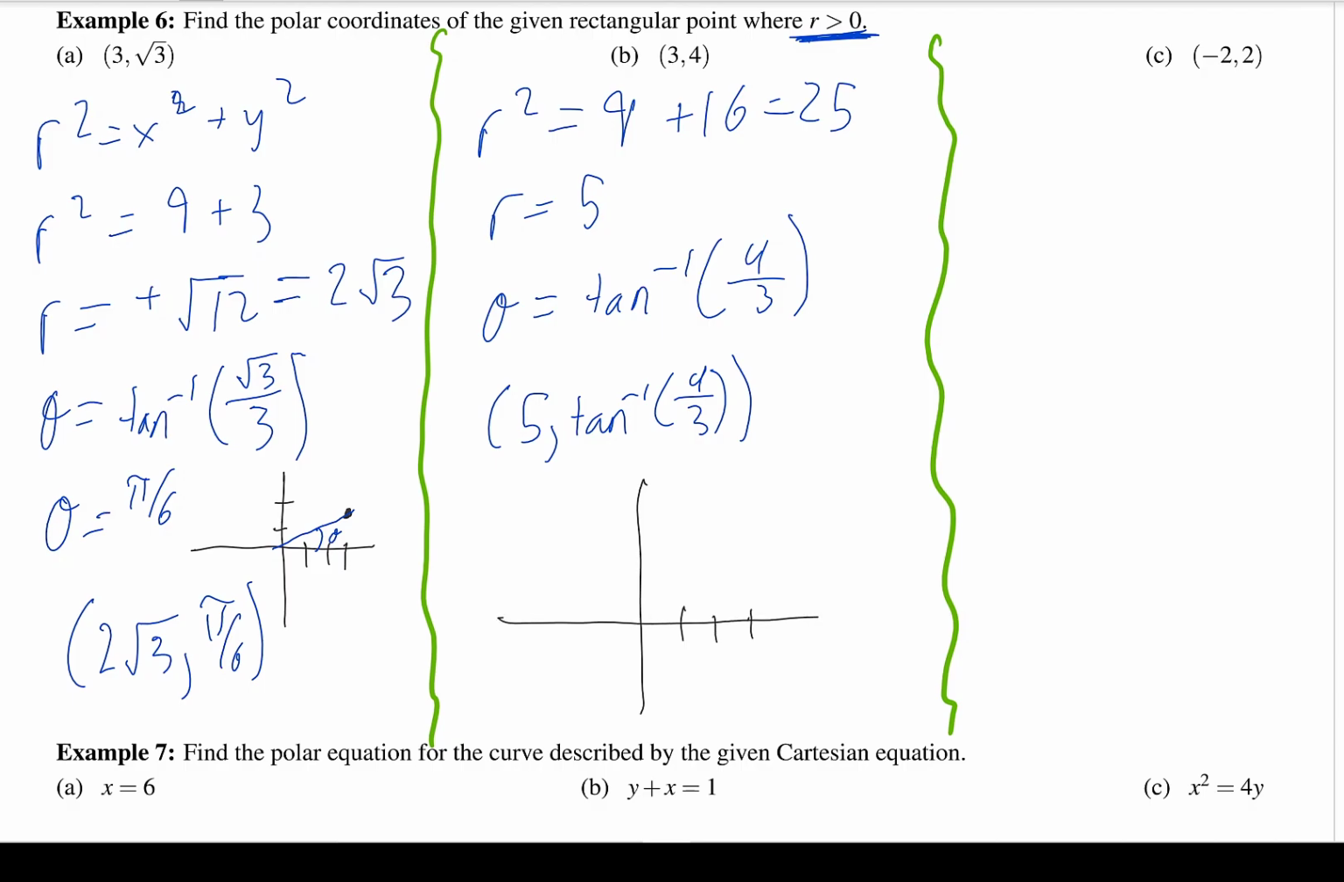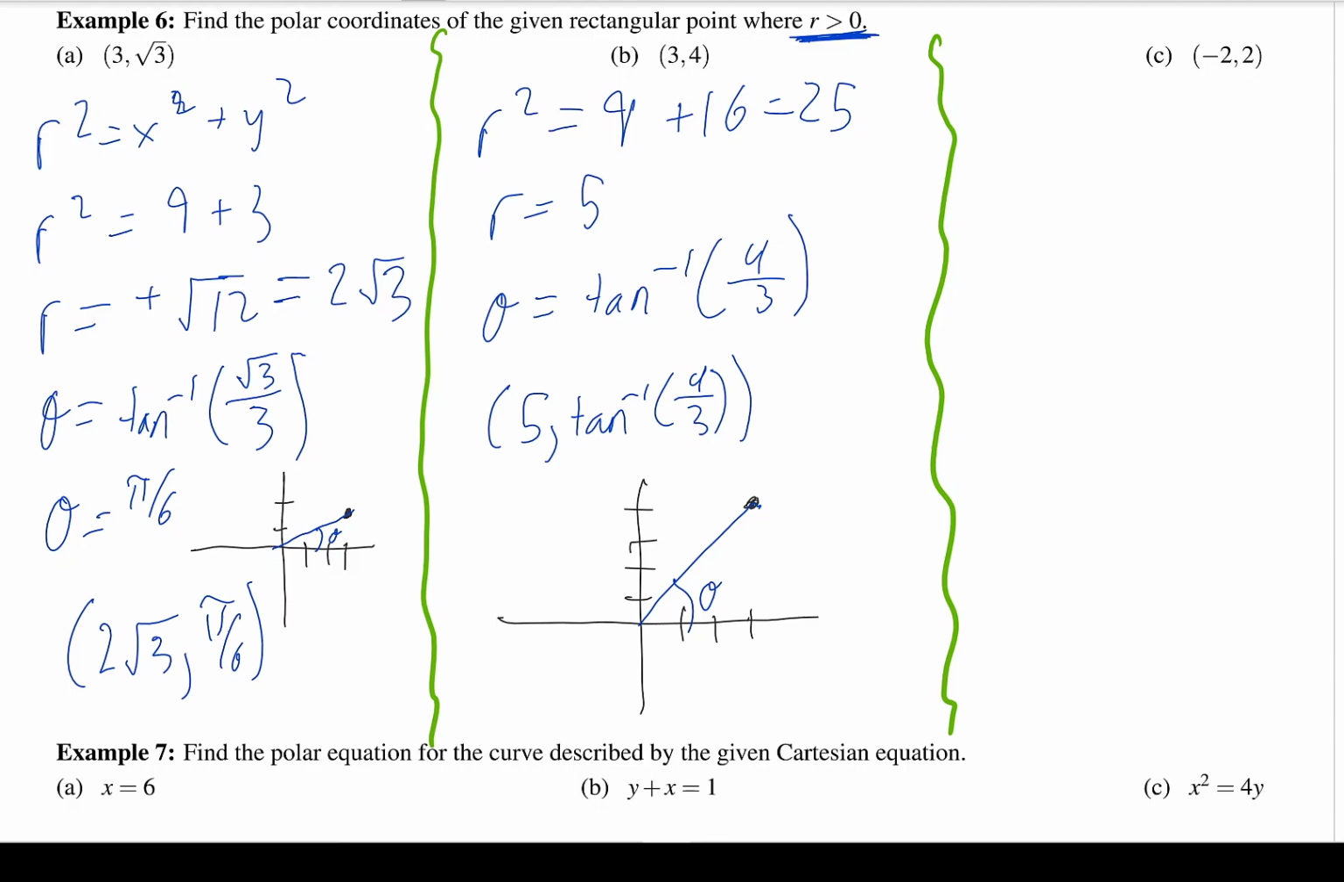1, 2, 3. 1, 2, 3, 4. So it's believable to me that this has a radius of 5, and that this theta right here is going to be tan inverse of 4/3, even though we're not sure what that is. So now, in this next problem, you'll see why I've been graphing these.